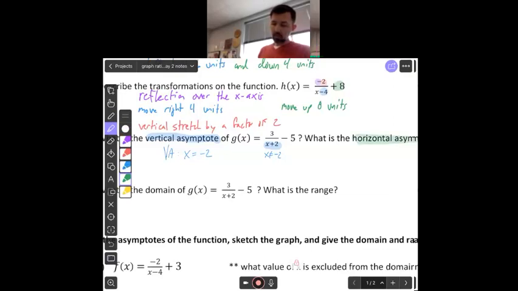But we look for that shift, right? Take that horizontal line and push it up. We can push it down. So we see that shift down 5. So that's going to push that horizontal asymptote down to -5. So y equals -5. Make sure you write those as equations.